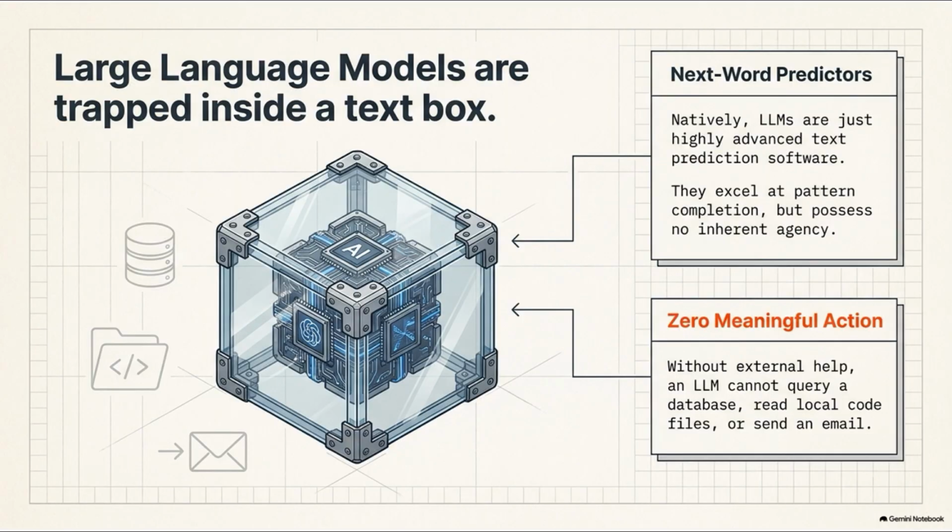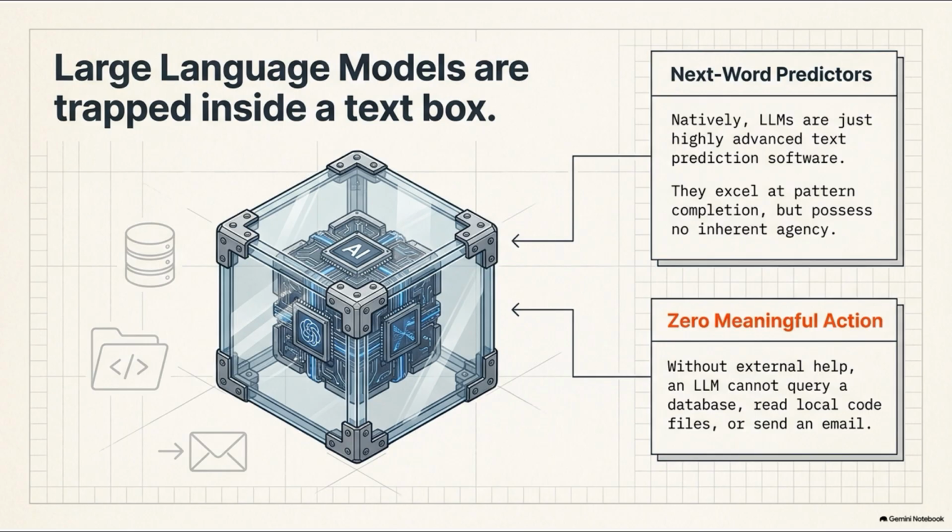To understand why we need a universal standard, we have to look at the fundamental nature of large language models. At their core, natively, LLMs are just highly advanced next-word predictors. They excel at pattern completion and language reasoning, but they possess absolutely no inherent agency. They are essentially trapped inside a digital text box.